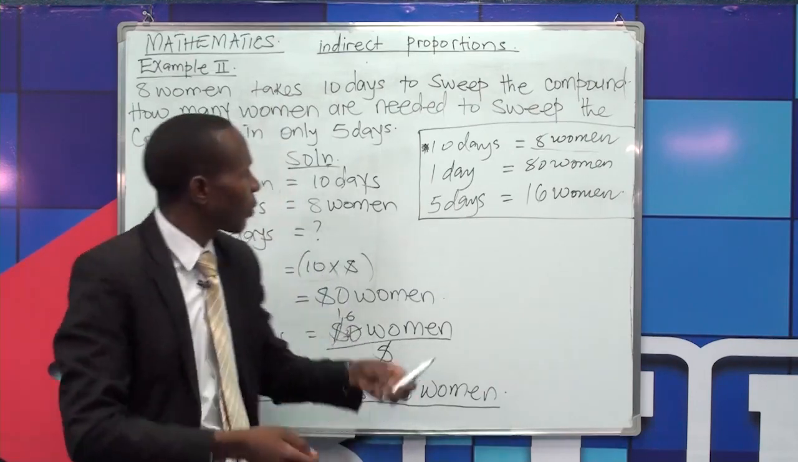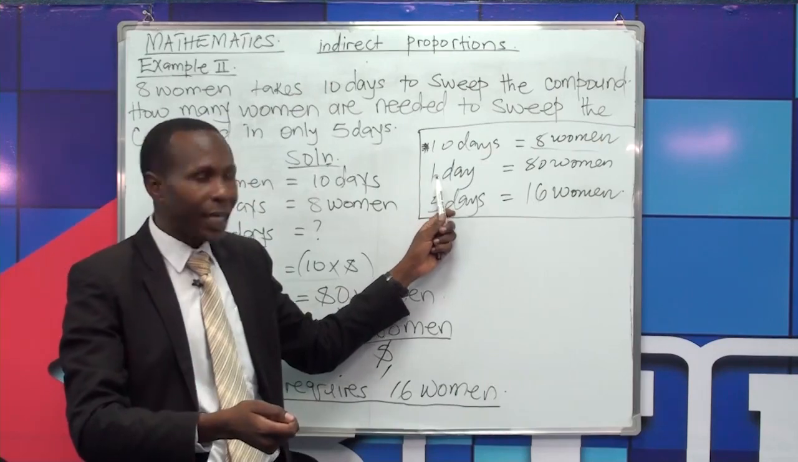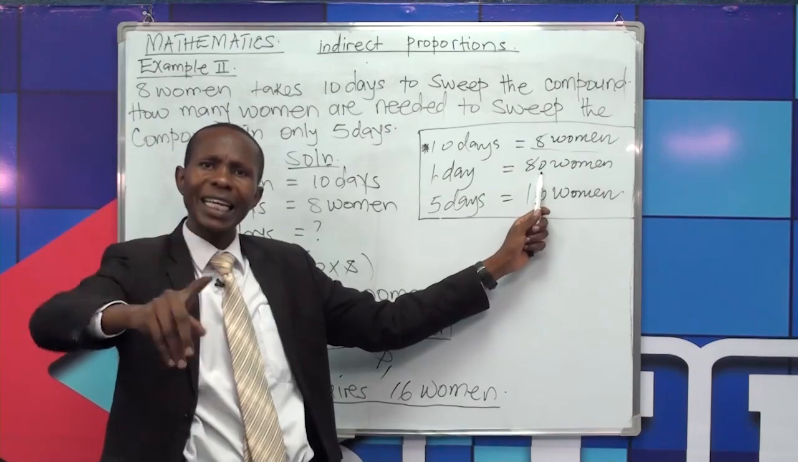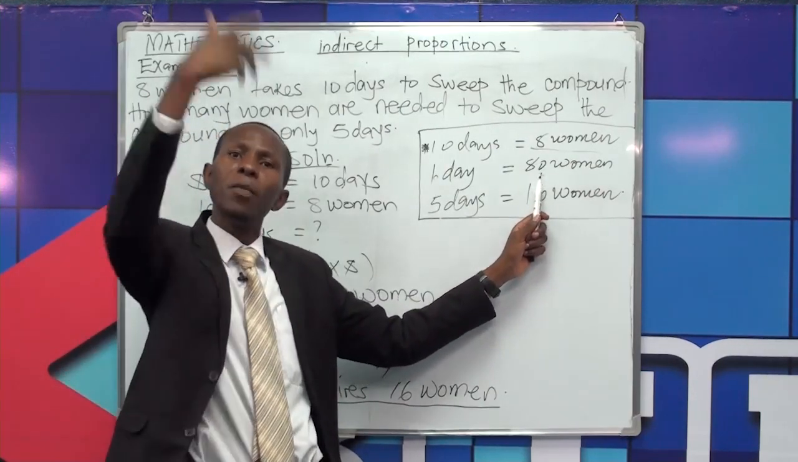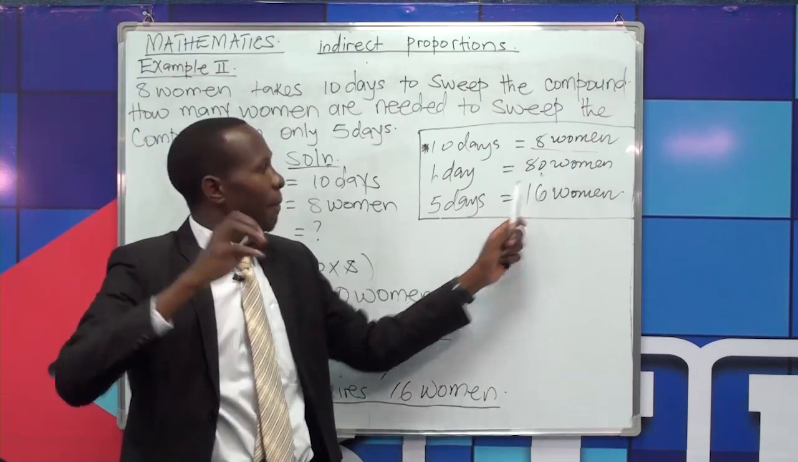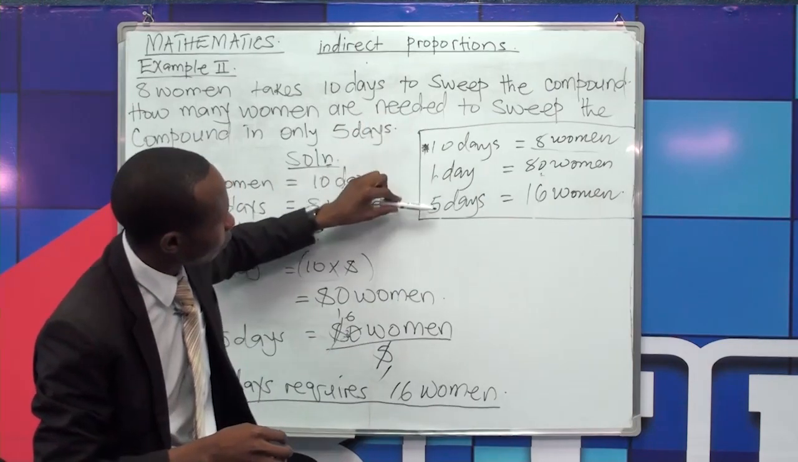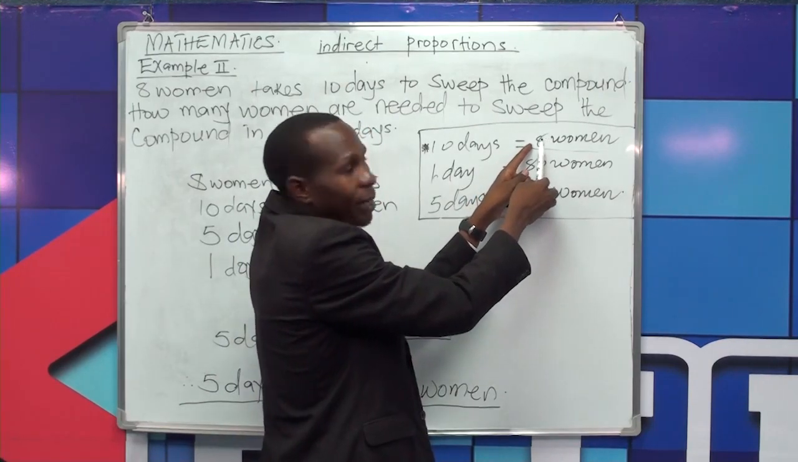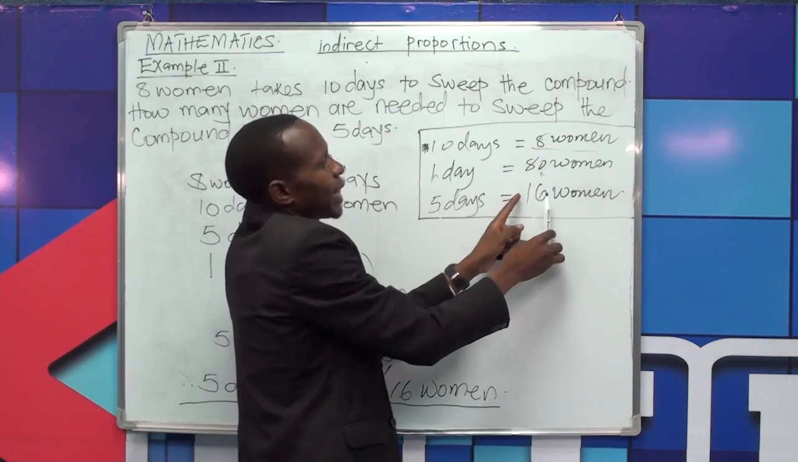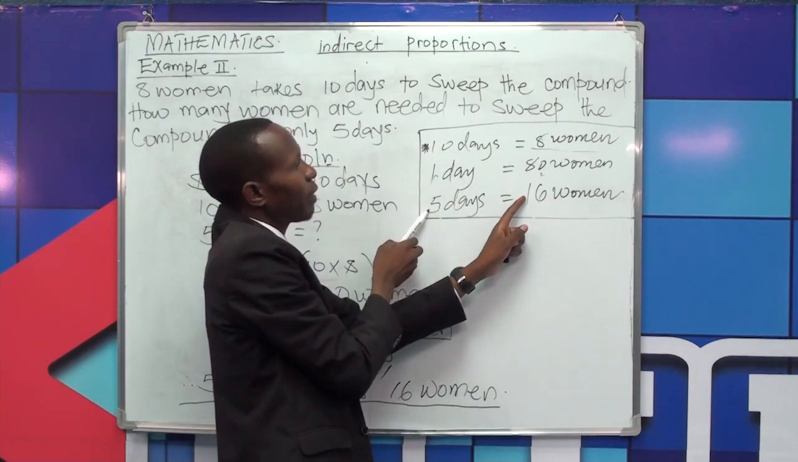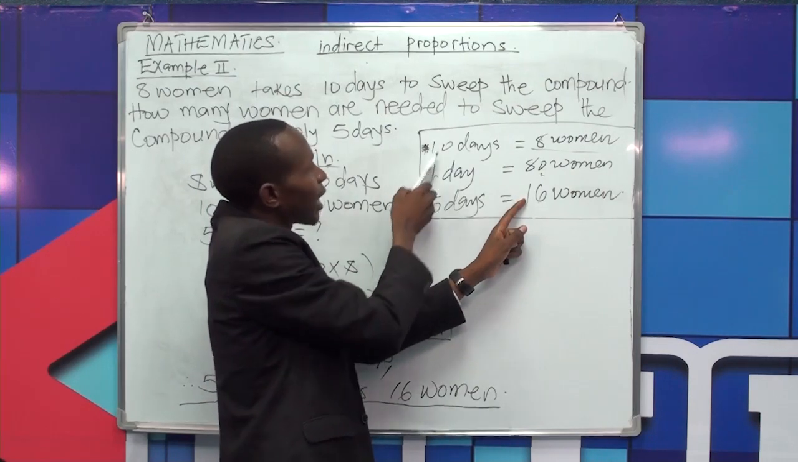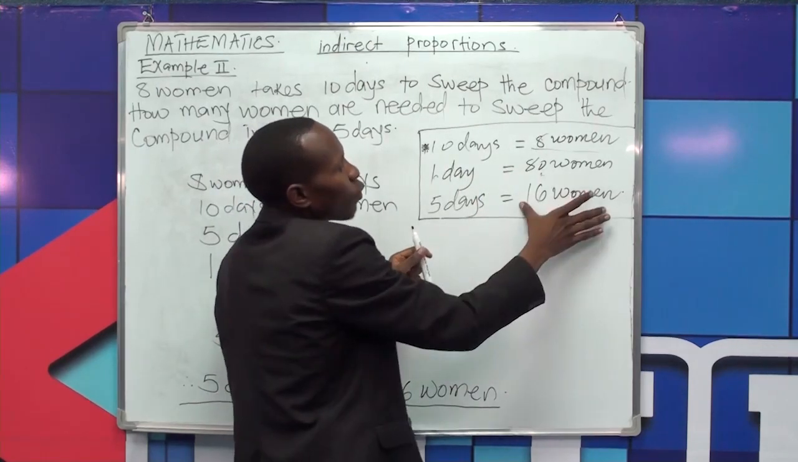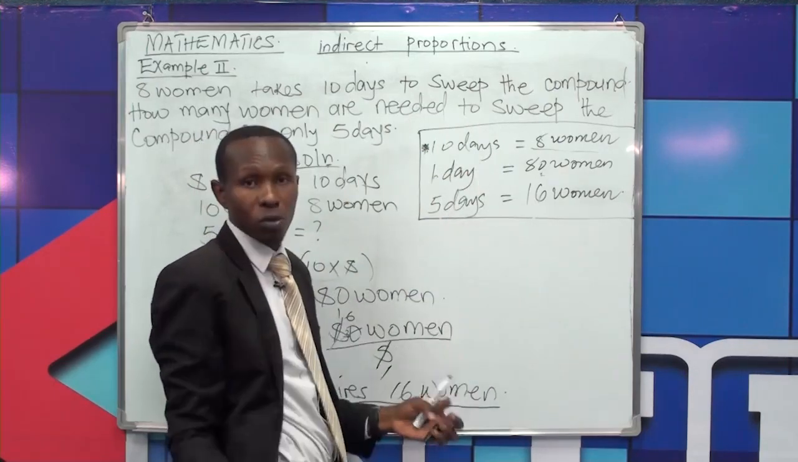But when the number of days are few, then workers are supposed to be very many. In one day, they will be very many. If you want your piece of work to be done in only one day, workers must be more than what you expect. But when you look at 10 days and 5 days, 10 days, we took how many women? There are 8. But when you look at 5 days, they are 16. And when you look at 10 and 5, 5 is a half of 10. So if 5 is a half of 10 and 10 is taking 8, then it means the number of workers here will be multiplied by 2 also.